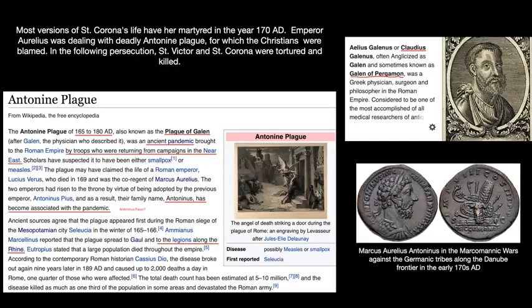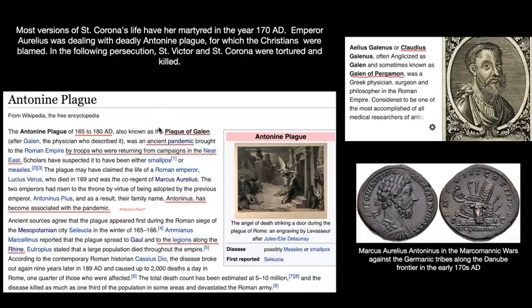So let's proceed. Most versions of St. Corona's life have her martyred in the year 170 AD. Emperor Aurelius was dealing with a deadly Antonine plague for which the Christians were blamed. In the following persecution, St. Victor and St. Corona were tortured and killed.